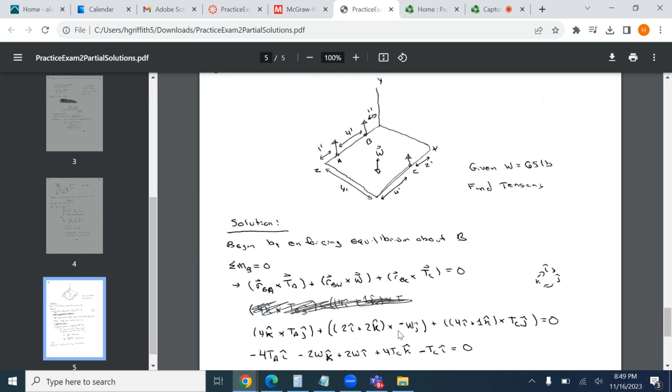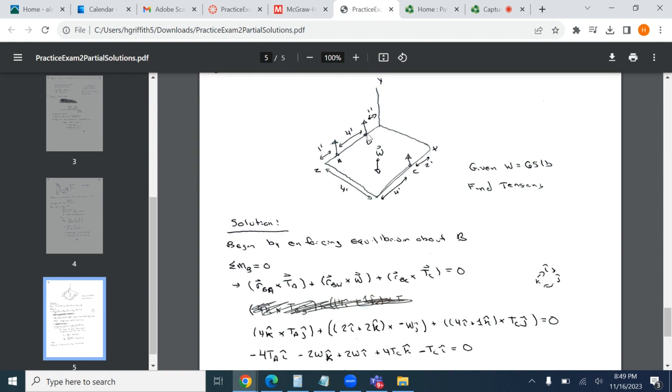And I do know the weight. I'm just using a placeholder W for now, but it is directed along the minus y-axis, which we denote as minus j hat. Finally, in order to compute the moment of the tension at point C about point B, I need to draw a position vector from B to C.